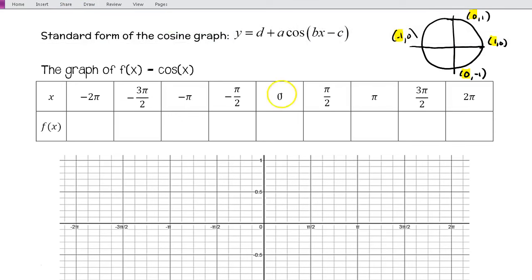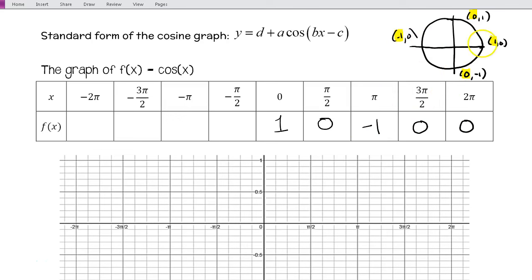So again, let's start at 0. The cosine at 0, that's my highlighted value at 0, is 1. Up at pi over 2, it's 0. Over at pi, it's negative 1. At 3 pi over 2, it's 0. And then back here at 2 pi, it's 1.